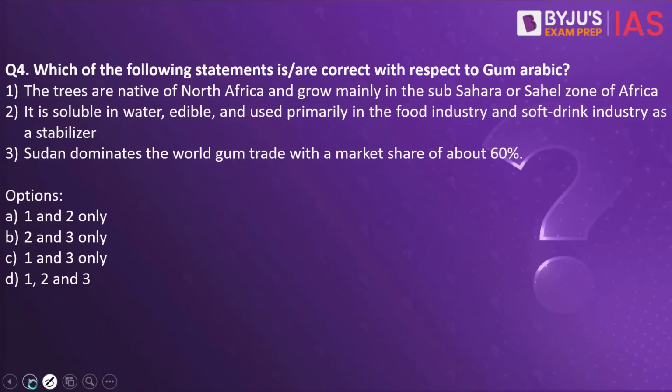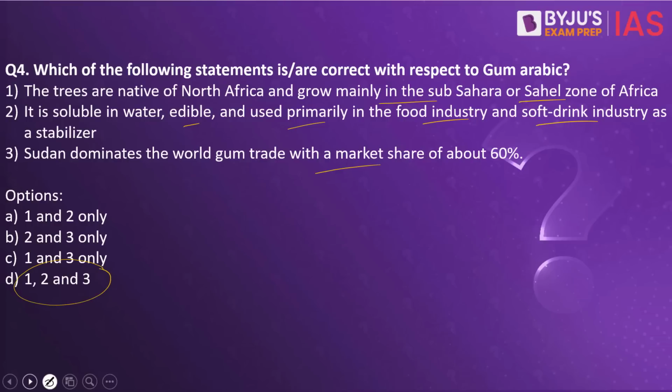Which of the following statements are correct with respect to gum arabic? Gum arabic, the trees are native of North Africa and grow mainly in the sub-Saharan or Sahel zone of Africa. It is soluble in water, edible and used primarily in the food industry and soft drink industry as a stabilizer. Sudan dominates the world gum trade with a market share of about 60%. Which of the statements are correct? The answer to this is 1, 2 and 3.